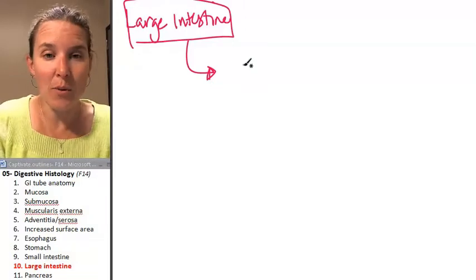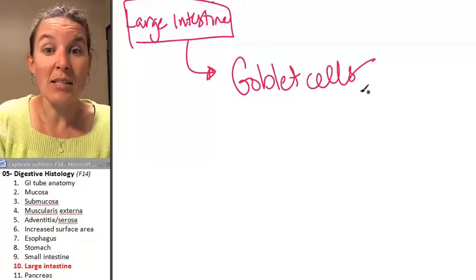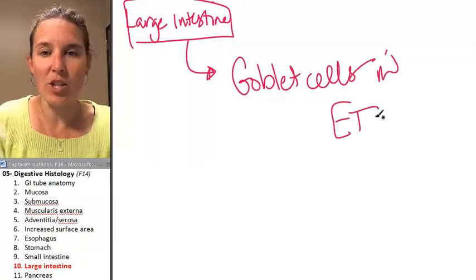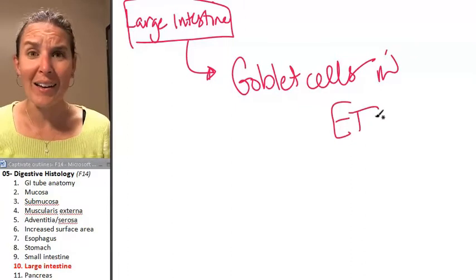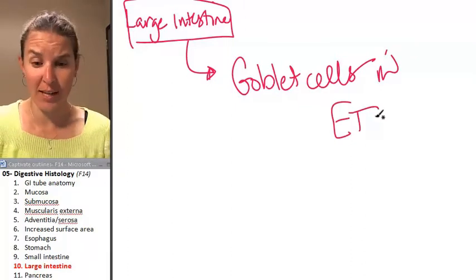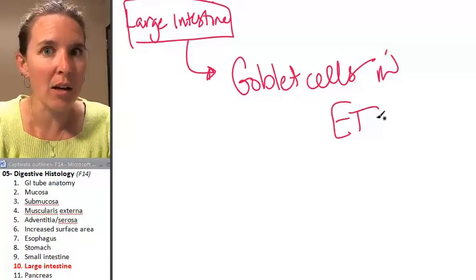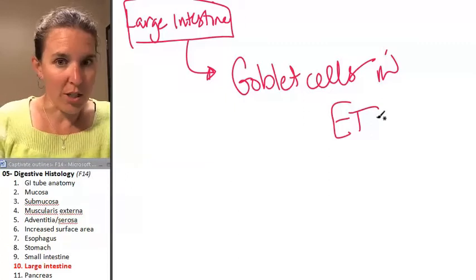And the key that we're going to look for is goblet cells. Goblet cells in the epithelial tissue. Why? Just think on that little functional problem for a second. Like, why would we have billions of goblet cells in your large intestine?